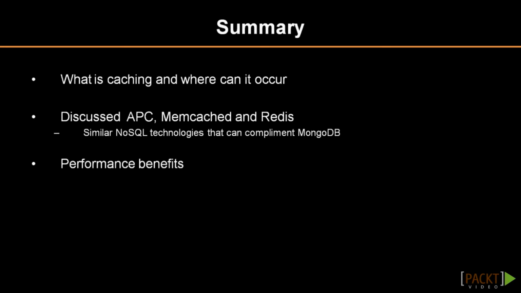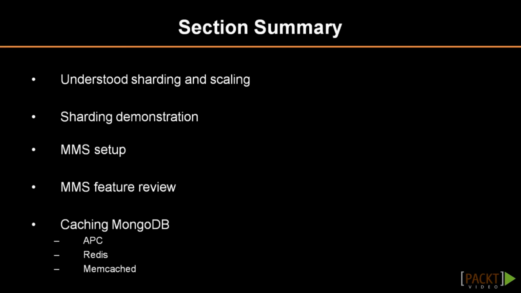APC in the PHP programming language was used to demonstrate the performance benefits that are possible. This section started with an exploration of sharding and an example sharded deployment. The MMS tool was then used to deploy a 3-node replica set, and some key features were reviewed. It ended with a discussion of complementary cache technologies that can make MongoDB applications even more responsive.